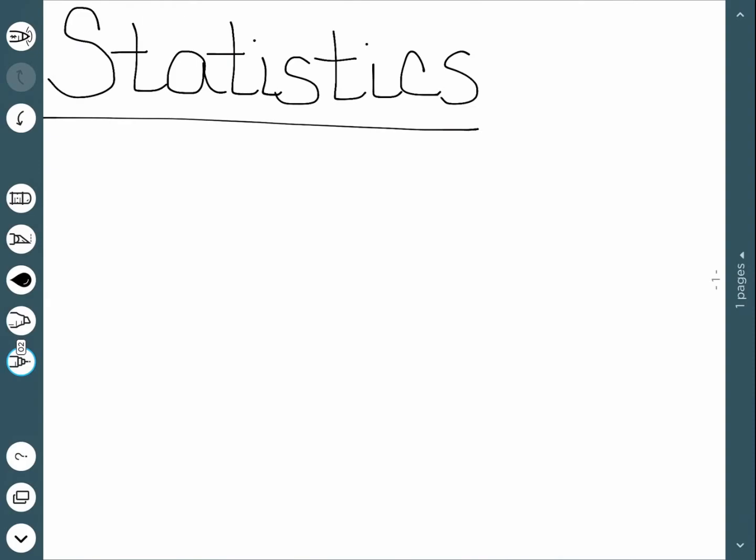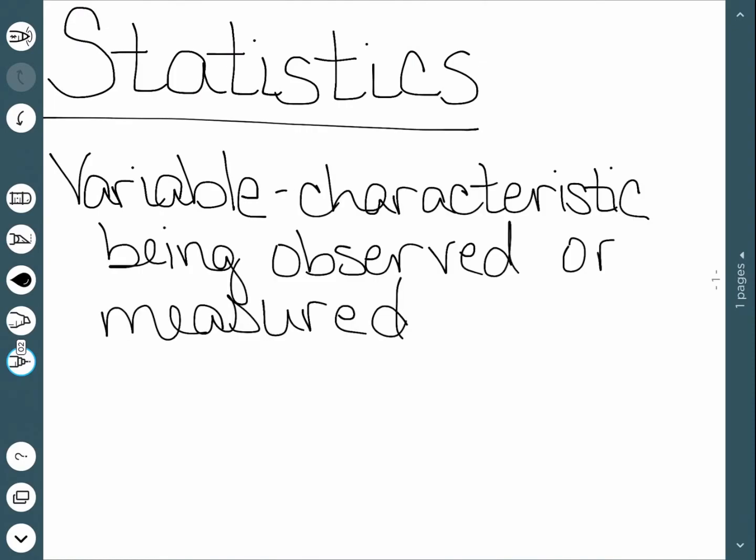So now that we have a little bit of a better understanding of exactly what statistics is, the next question is, who is actually involved? And there are 4 different answers that we can look at. The first is going to be, what is a variable? A variable is the characteristic that is being observed or measured. This is whatever we are either observing or measuring.